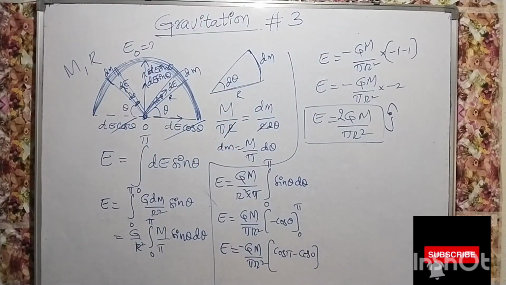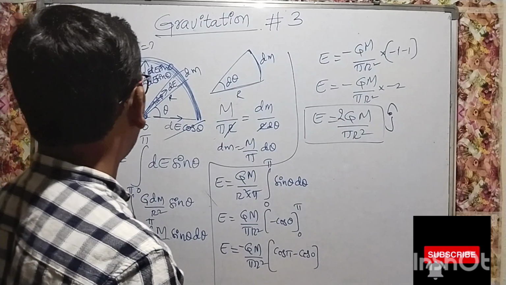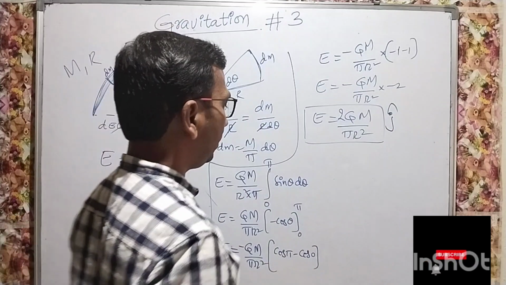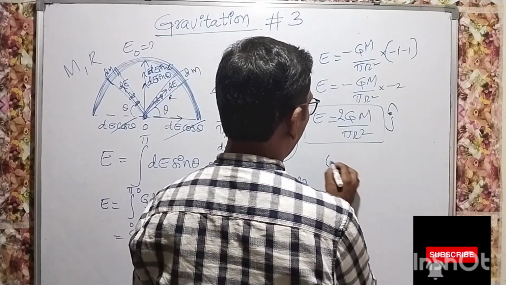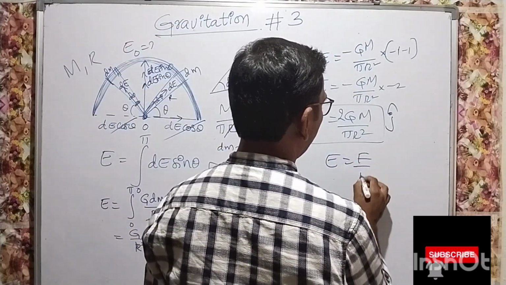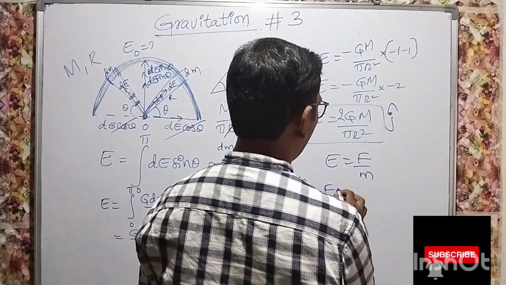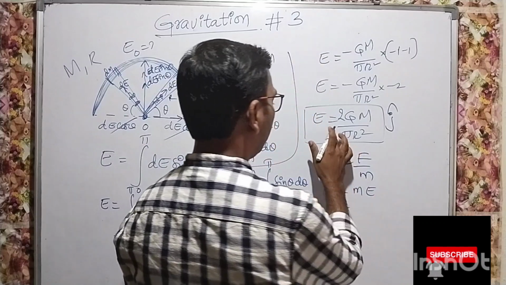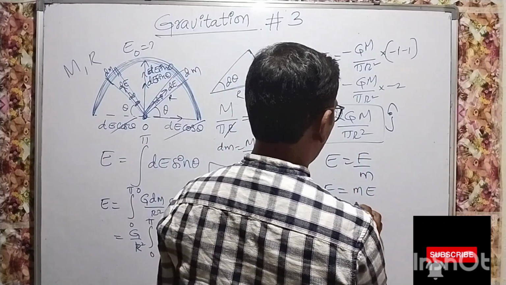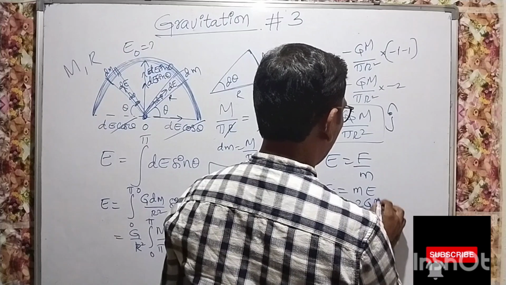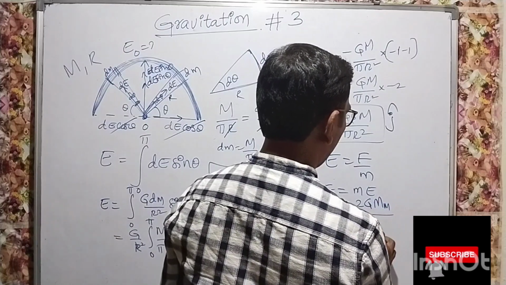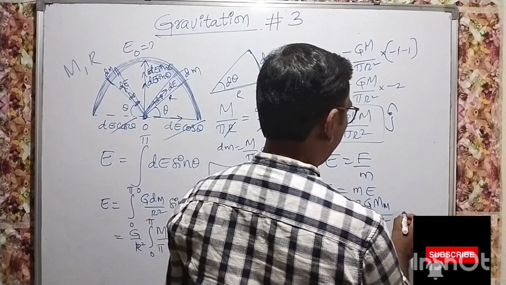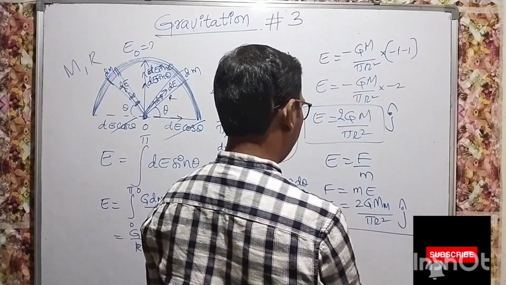In case they ask what is the net gravitational field of a semicircular ring, or ask for the gravitational force, what is the gravitational force? Based on the gravitational field formula, E is equal to F by m. So from this, F is equal to, you can write for me, since E you already know: 2GMm by pi r square, F along the j cap.